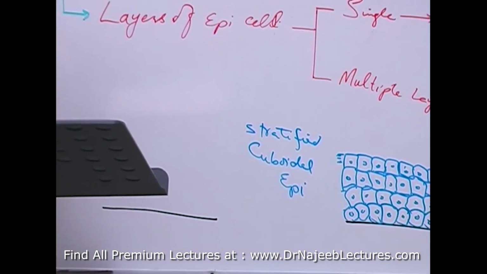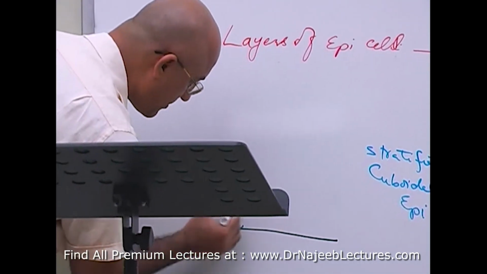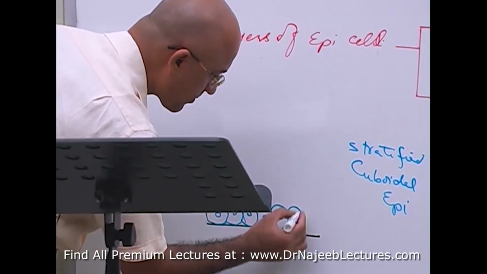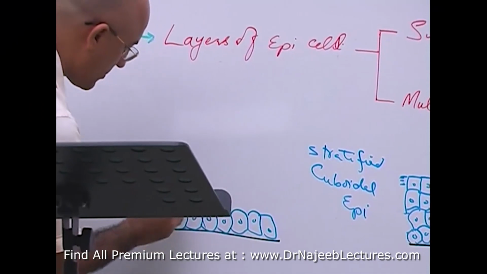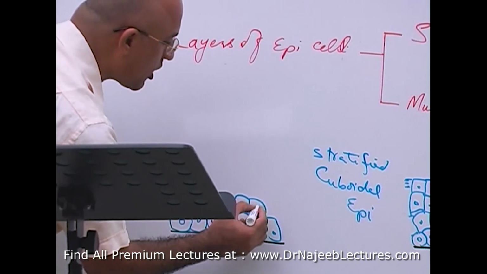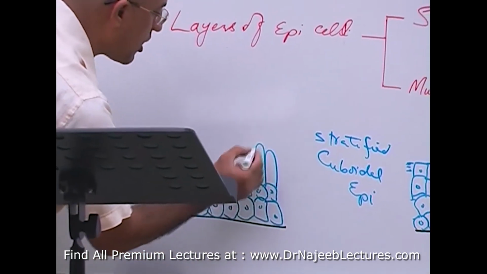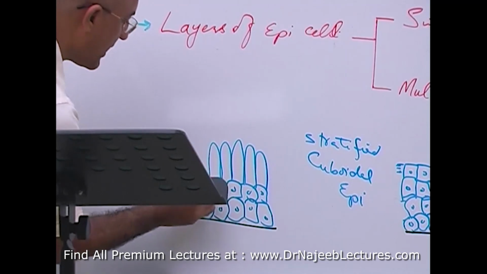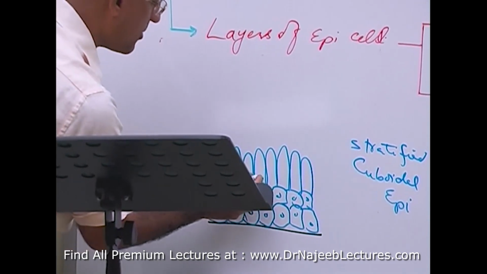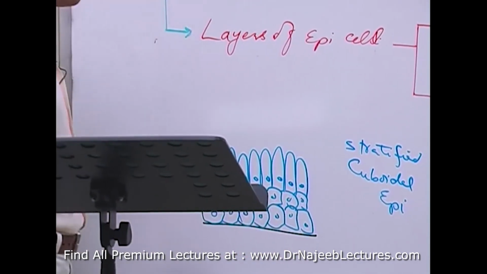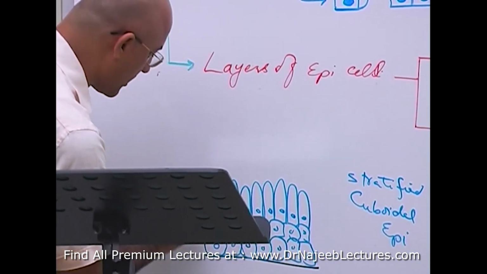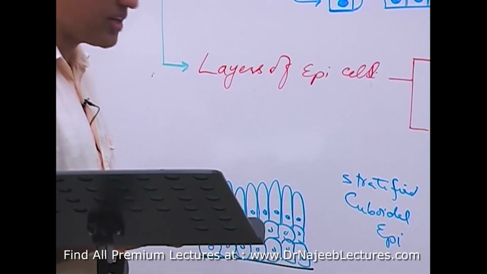Then you may come across another type of epithelium. Again, it is multi-layered, so we can say this is also stratified, but here the top cells are not squamous and not cuboidal, rather they are, yes, columnar. So how will you name this epithelium? Very good. This is called stratified columnar epithelium.